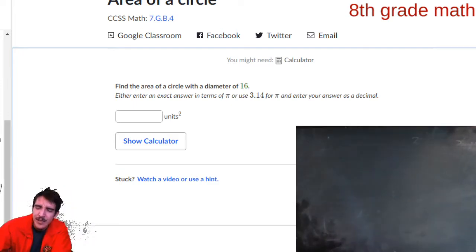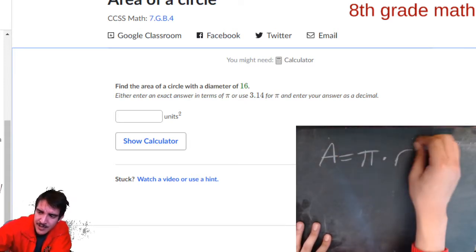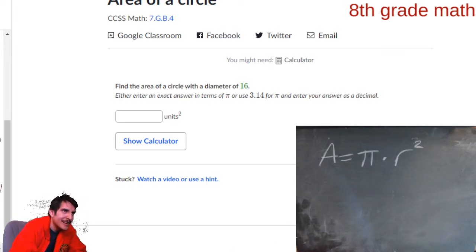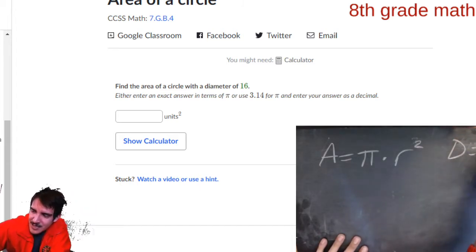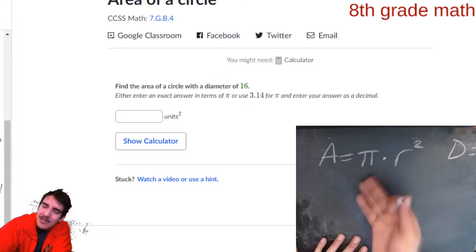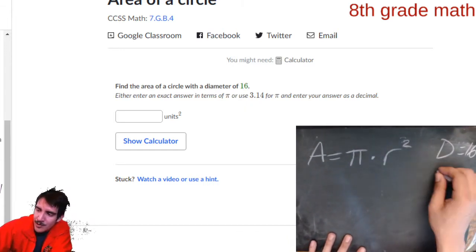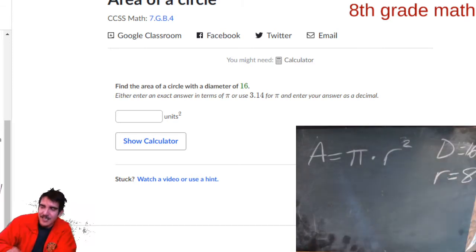Okay, find the area of a circle with diameter 16. So, once again, area is equal to pi times radius squared, pi r squared. Actually, I have a good joke about that I will tell you later. All right? The diameter is 16, so let's write that down. D equals 16, which we don't use in this formula. Oh, whoops. Diameter we don't use in this formula. We use radius. Radius is going to be half of a diameter, so half of 16 is 8.